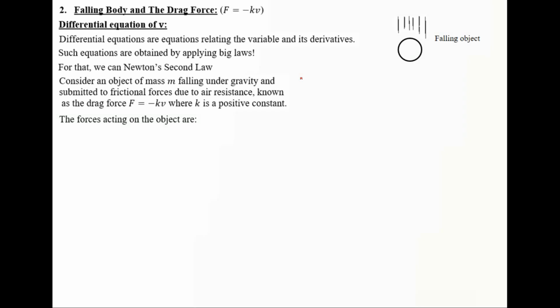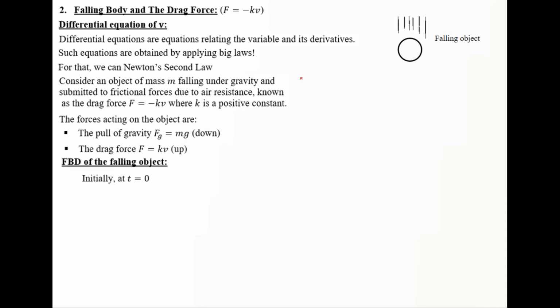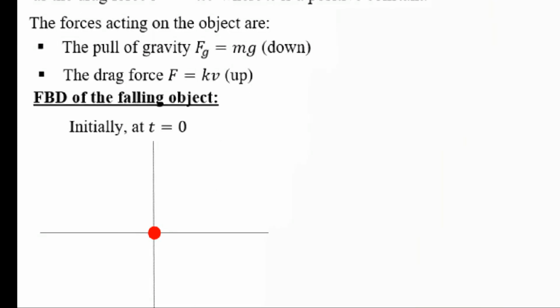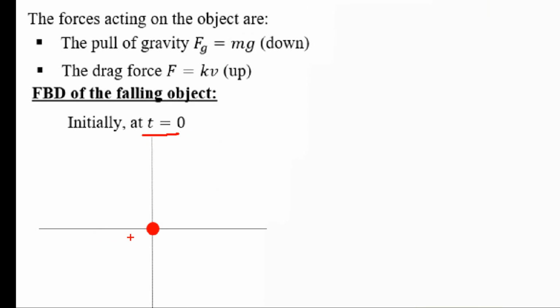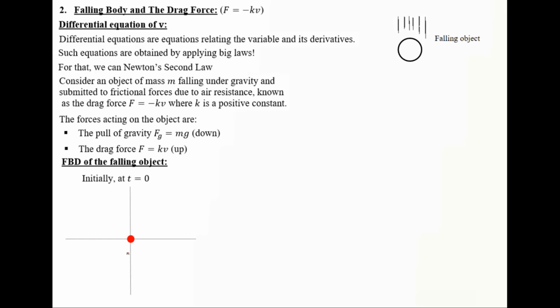Now what are the forces acting on the object? The object has a mass, it will be subjected to the pull of gravity. We have the drag force, which is up. And here we're going to represent the FBD of the falling object. Now if you consider the initial state at which t is equal to 0, what are the forces acting on the falling object? We have the pull of gravity, which is down, and as we've mentioned, we have the drag force, which is up.